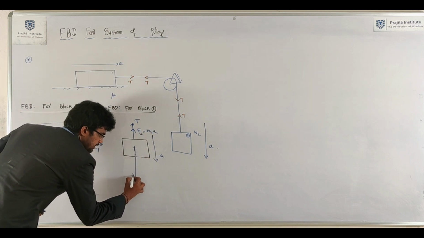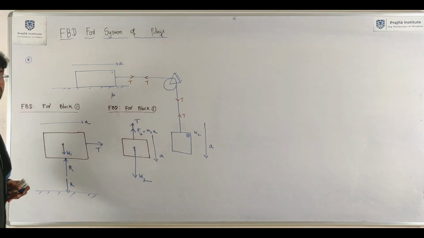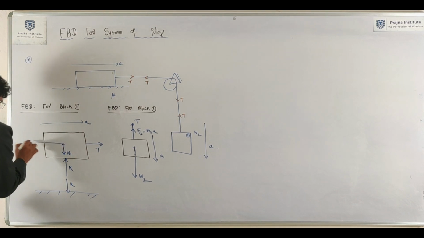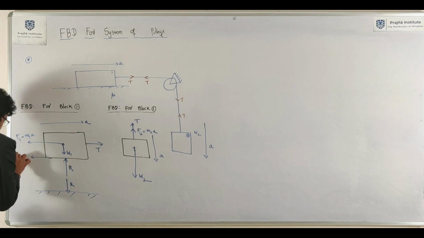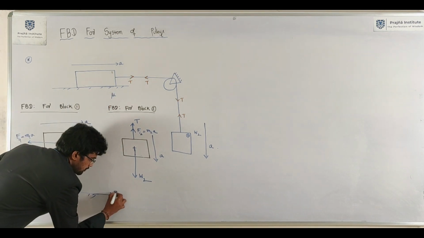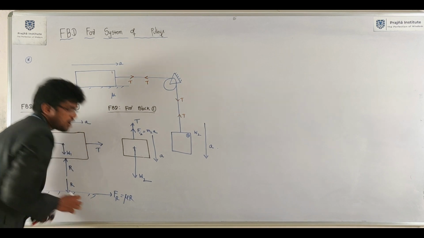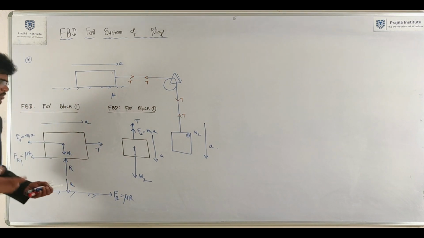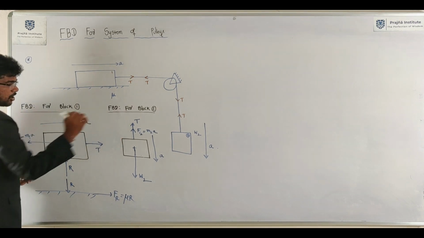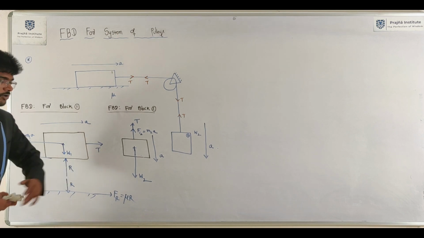Here you can write weight always acts vertically downward. Inertia force always acts opposite to the direction of motion: M1A. Frictional resistance equals mu into R, where the coefficient of friction is mu. Mu into N or mu into R, both are fine; that is up to you. So this is the free body diagram for block 1 and block 2. Are all the statements covered or not? Check it out.